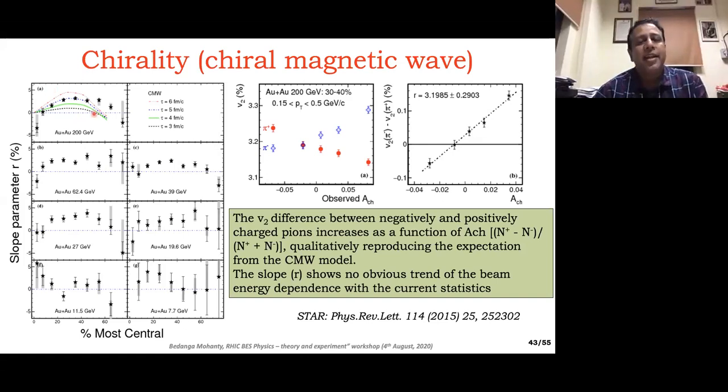This could be related to this phenomenon, but recently it has been suggested to look at not only the V2 difference, the slope of V2 difference, but also V3 difference. And only if there is a difference between the slope associated with V3 difference and V2 difference, you could perhaps say that there is a chiral magnetic wave-like effect.